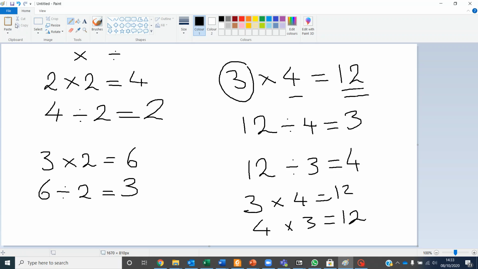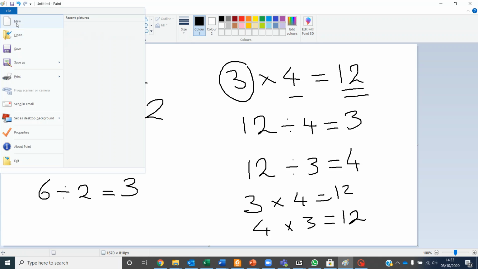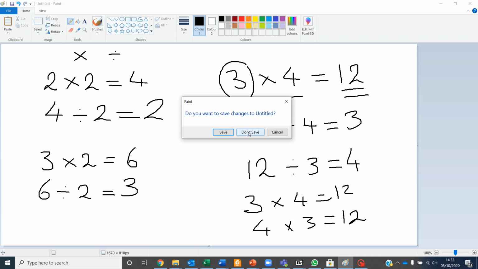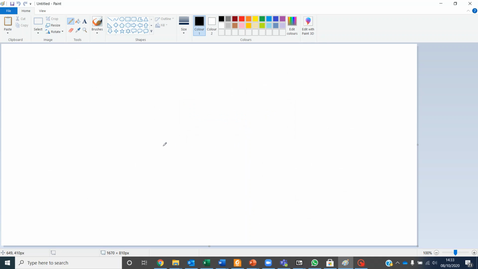But let me show you then how you would use this in a bigger division sum. So if I got a bigger division sum, let's say something like 369 divided by 3. Maybe you can do that in your head already, but let's say I couldn't.